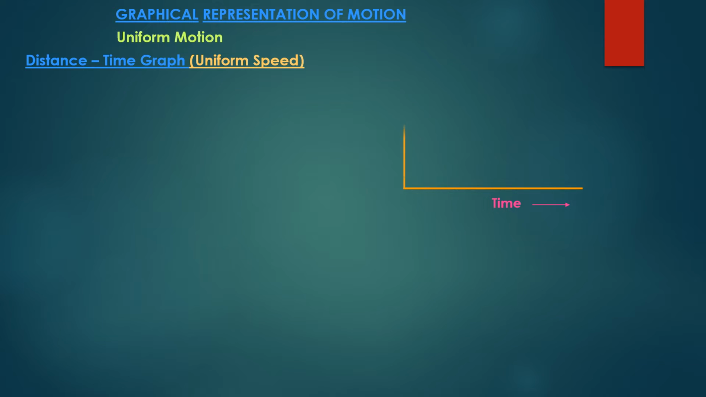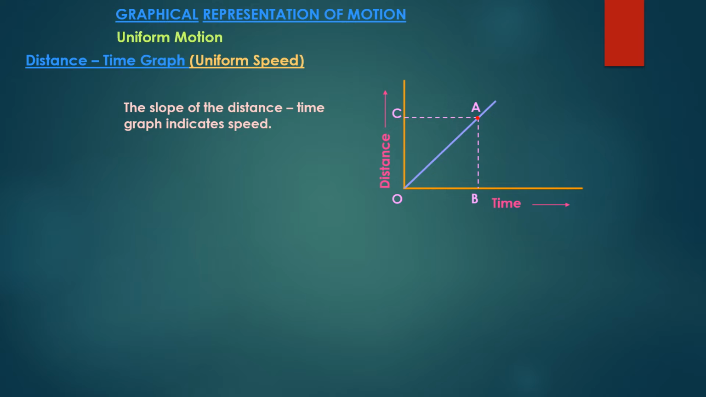Now let us study detailed graphical representation of motion. Let us first consider uniform motion. We will see distance time graph and uniform speed. We'll take time in the x-axis and distance in the y-axis. This is called the slope of the graph. The slope of the distance time graph indicates speed. Speed is equal to, or slope of the graph is equal to AB by OB.